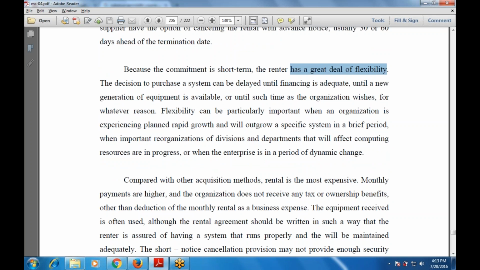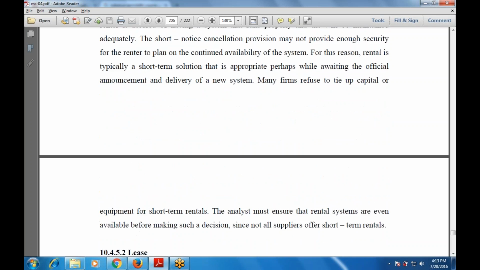When compared with the other acquisition methods, this is one of the expensive methods. The advantage is that it provides a great deal of flexibility, but the disadvantage is that rental is one of the expensive methods. Monthly payments are higher, and the organization does not receive any tax or ownership benefits other than the deduction of the monthly rental as a business expense.